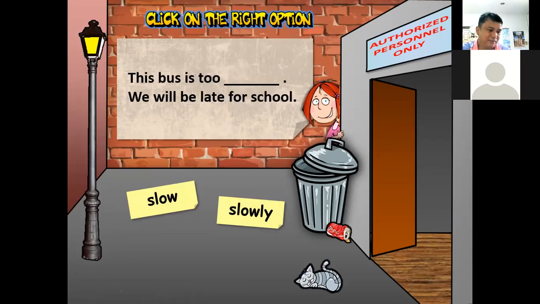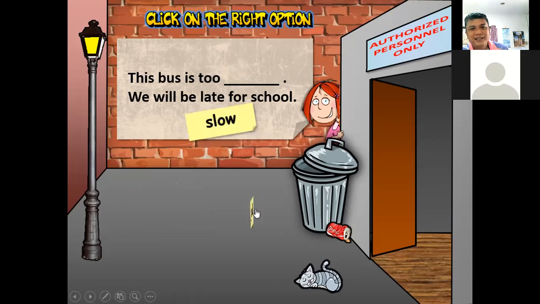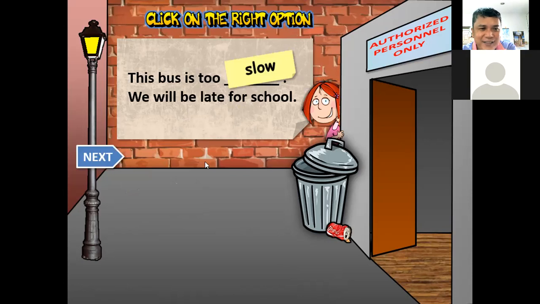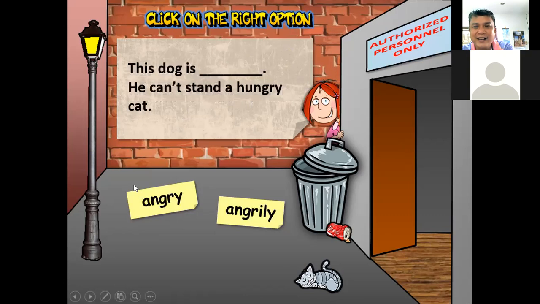This bus will be late for school. Slowly. Slowly, okay. Oh no! Okay, that is slow. This bus is too slow. Okay, next. Angry or angrily?